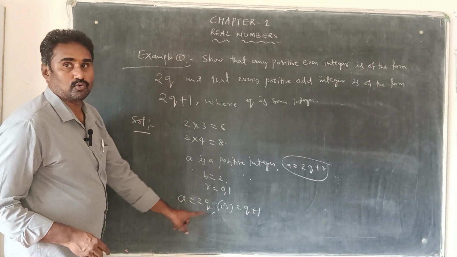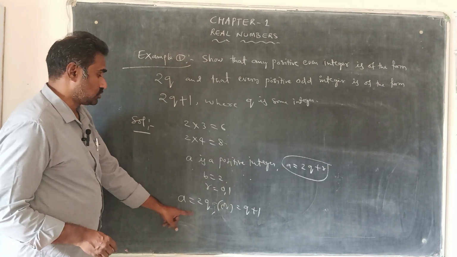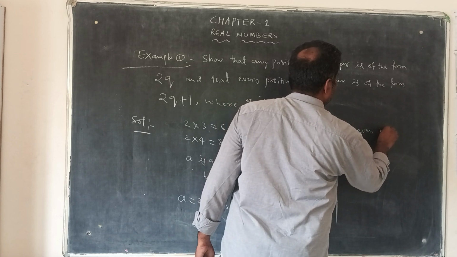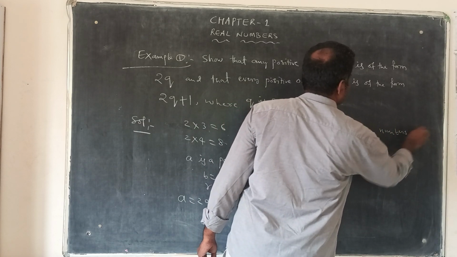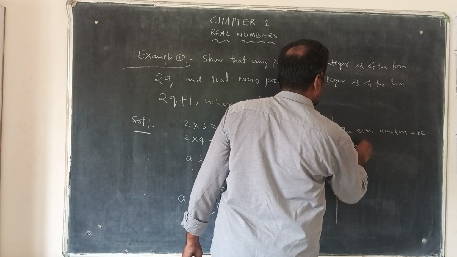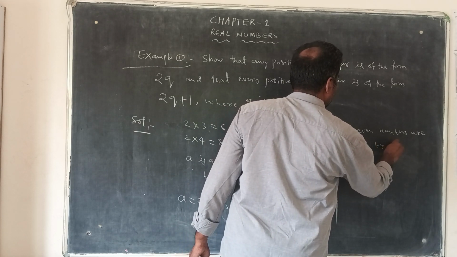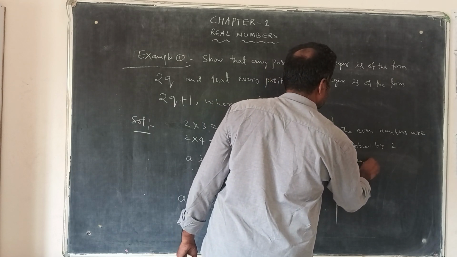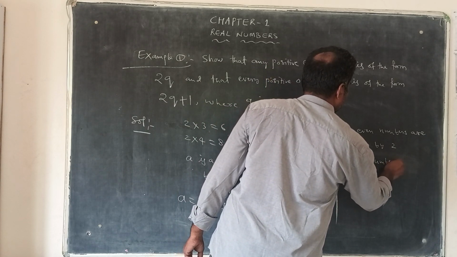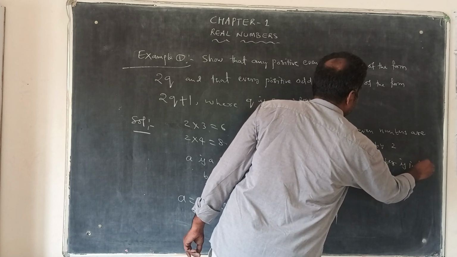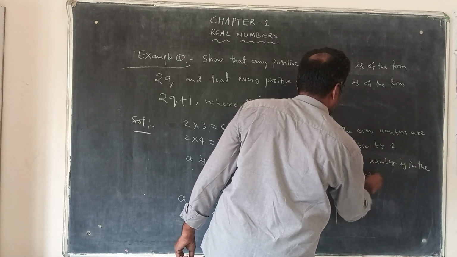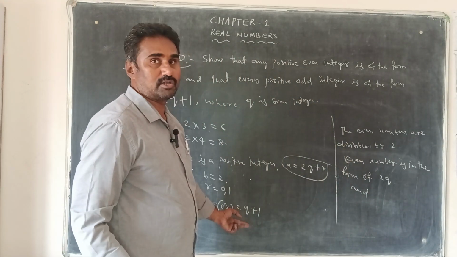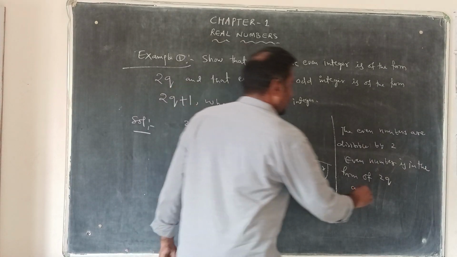What does it mean? In 2q, 2 into some number is there, so it is divisible by 2. Divisible by 2 means an even number. The even numbers are divisible by 2, so it is always even. So the even number is in the form of 2q, and whenever we get the remainder 1, it is an odd number.